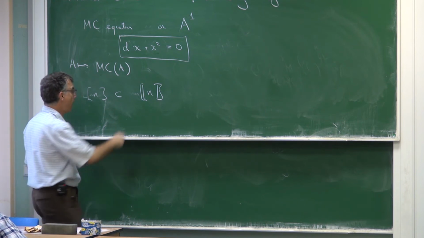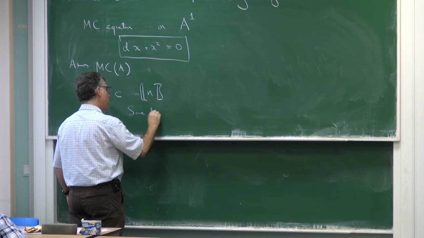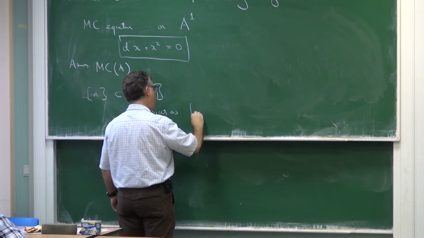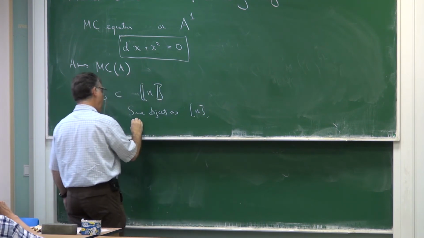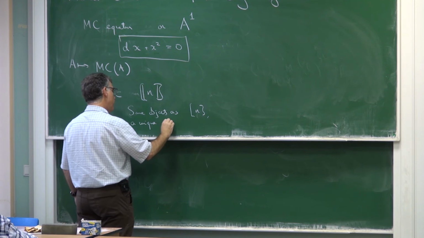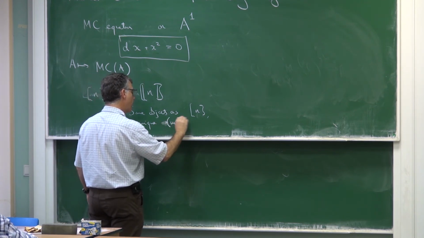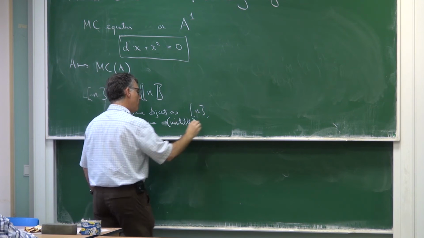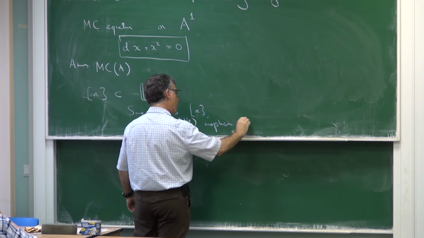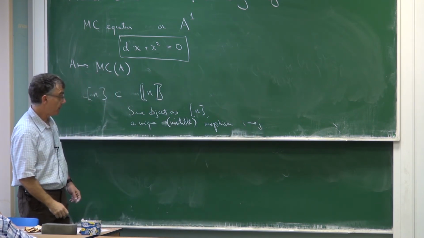So, same objects as N and a unique invertible morphism from I to J for all I and J.